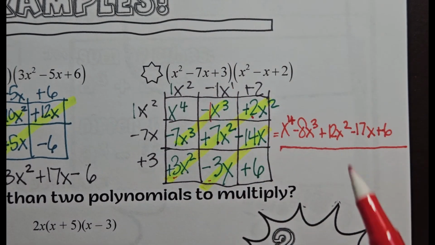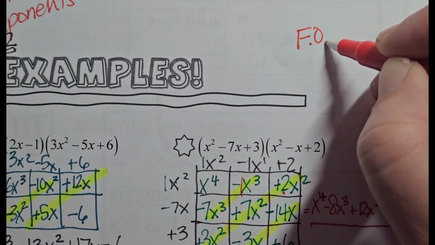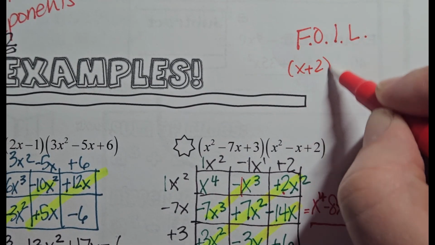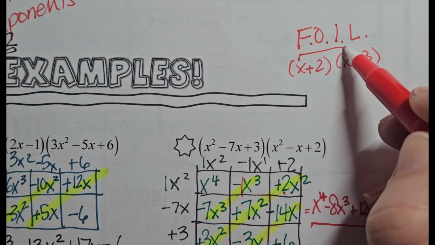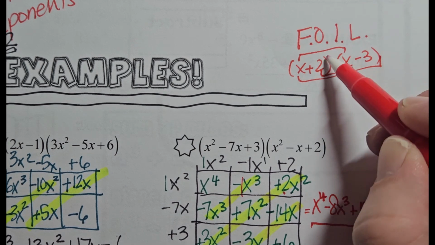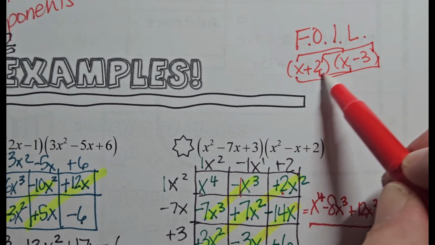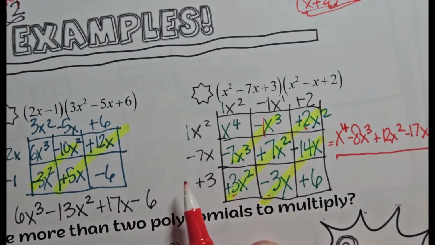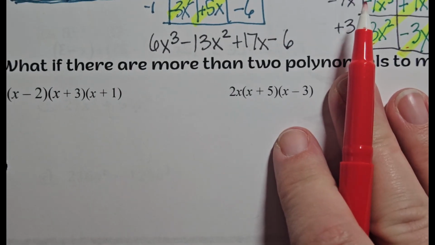You may remember or might be familiar with FOIL, which is an acronym if you're doing binomials, like x minus 2 times x minus 3. First, outside, inside, last. That's a way to multiply, but it only works for a binomial times a binomial. So this method of using a box or writing them out with distributing is going to be best moving forward.